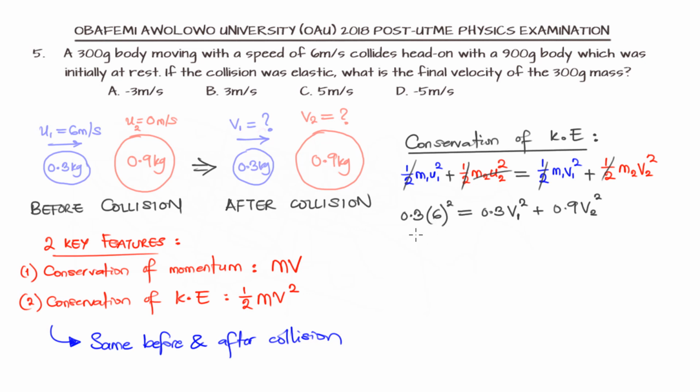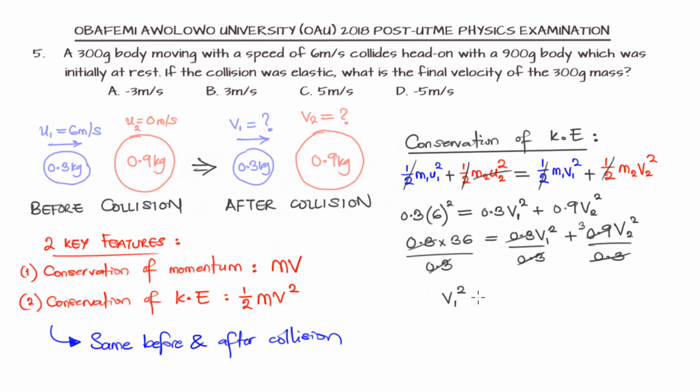If we say 6 raised to power 2 is 36, so we have 0.3 multiplied by 36 is equal to 0.3 v1 raised to power 2 plus 0.9 v2 raised to power 2. Again, we can see that 0.3 is common. This will simplify the work for us. So if you cancel out as appropriate, we are going to have v1 raised to power 2 plus 3 v2 raised to power 2 is equal to 36. So this we can call equation 2.